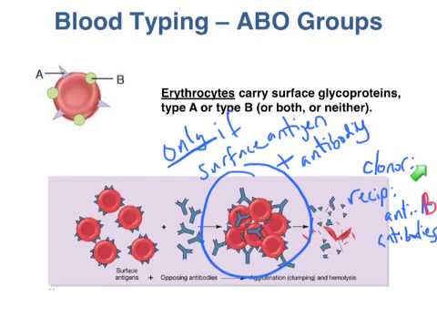Someone who is type AB has both A surface antigens and B surface antigens on their red blood cells. Well, they're not going to make any antibodies. So it doesn't matter what the type of the donor is. It doesn't matter what the donor has as far as surface antigens, because there's nothing in the recipient to attack those donor red blood cells. So type AB is the universal recipient.